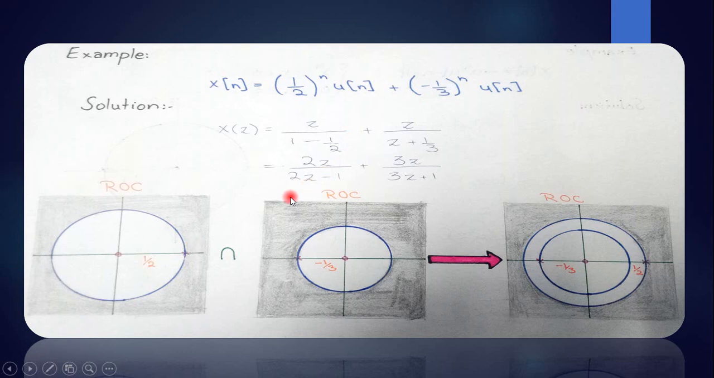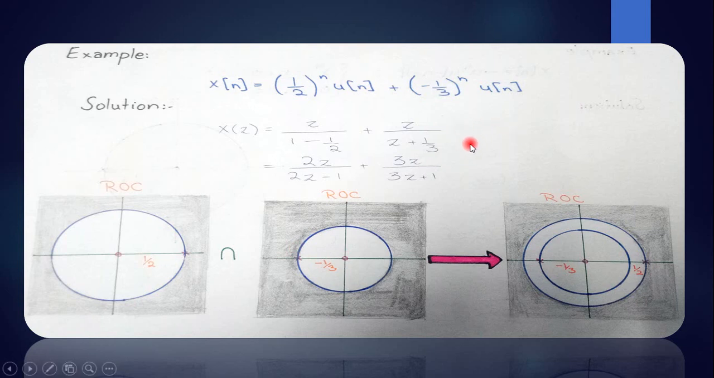For the first, we have seen that Z is equal to 0, and Z minus 1 by 2. So it will come out to be a pole at 1 by 2, and in this case a pole at minus 1 by 2. So these are two regions of convergence.